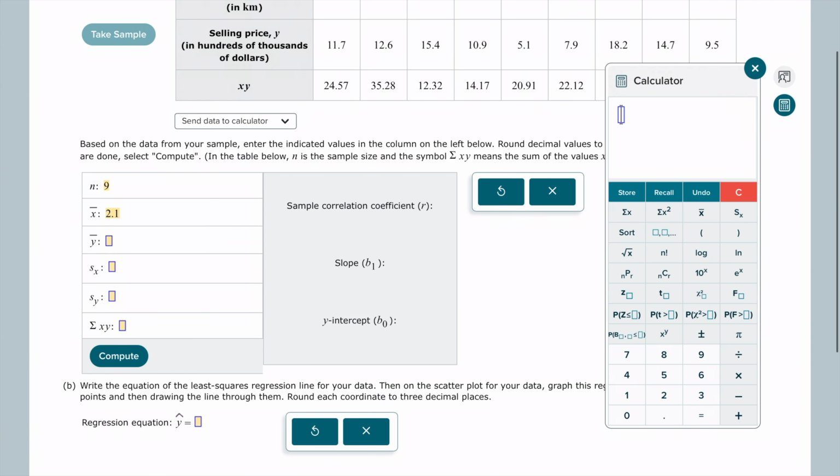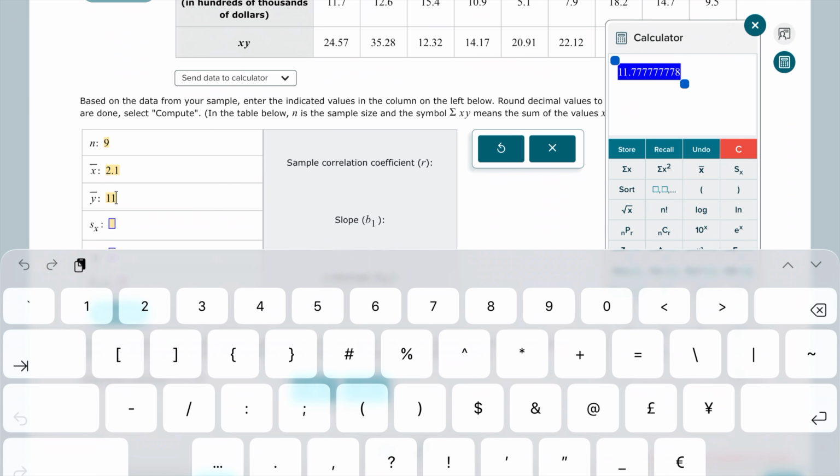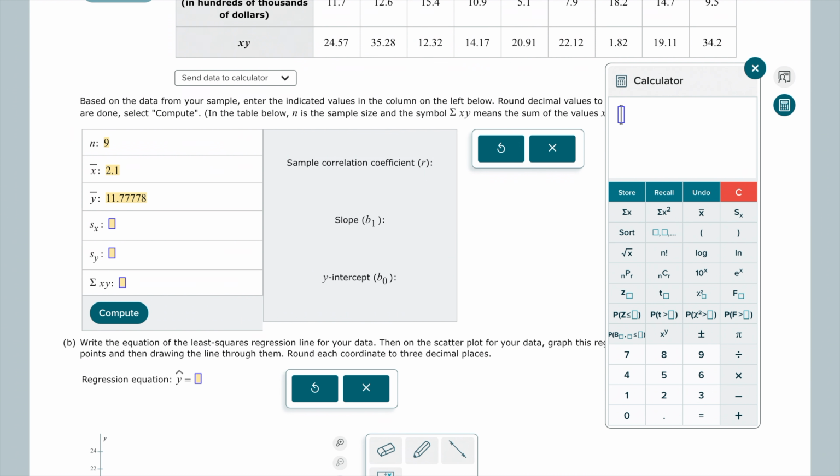I'm going to clear it so I don't get anything stuck in there. Now I'm going to do the same thing for the Y. So I send the selling price over there. I'm still going to use X bar even though it's Y, because that's just finding the average. So my average, oh, see, did I click the wrong one? All right, so I send the Y's over there and find the average.